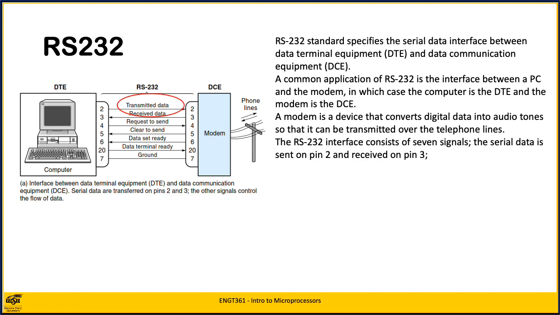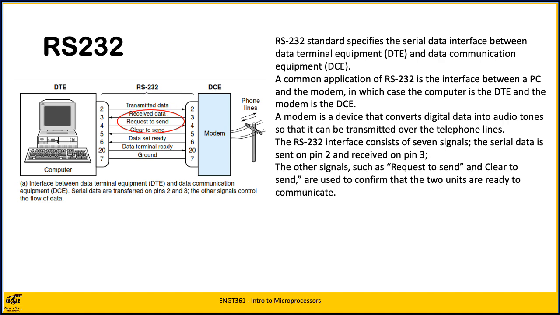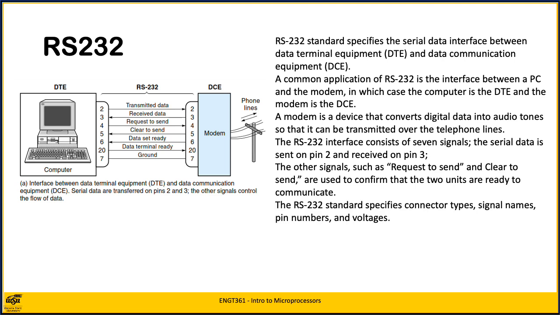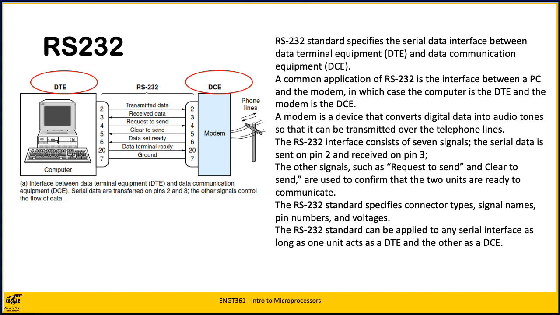The RS-232 interface consists of 7 signals. The serial data is sent on pin 2 and received on pin 3. The other signals, such as request to send and clear to send, are used to confirm that the two units are ready to communicate. The RS-232 standard specifies connector types, signal names, pin numbers, and voltages. In practice, the RS-232 standard can be applied to any serial interface as long as one unit acts as the DTE and the other as the DCE.